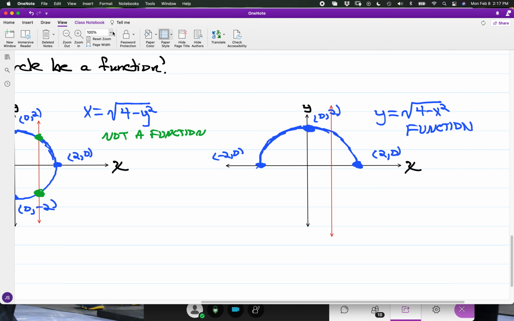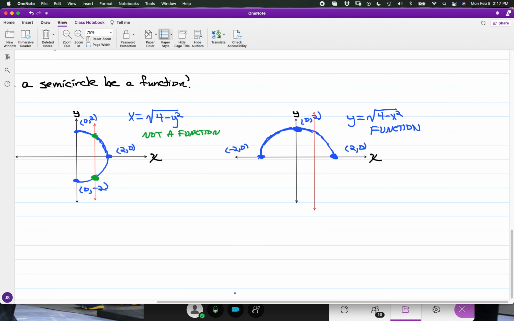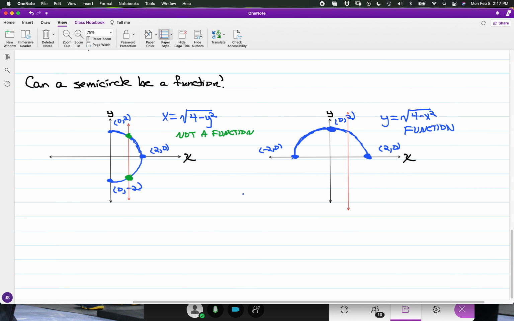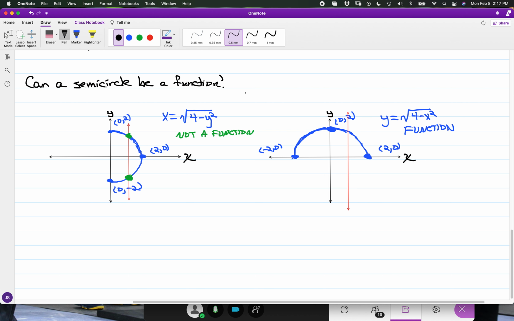So going back to the question of whether a semicircle can be a function, the answer is yes, and it depends on the layout. In other words, if you had the right half or the left half of a circle, it's not going to be a function. But if you're looking at the upper half exclusively, or just the bottom half, the region beneath the x-axis exclusively, then that semicircle would be a function.